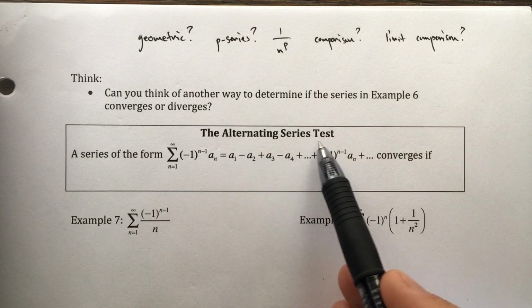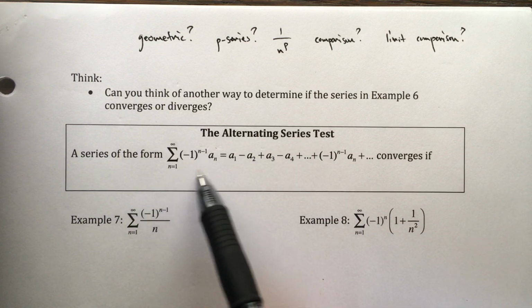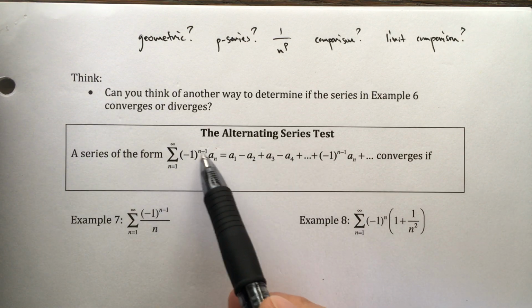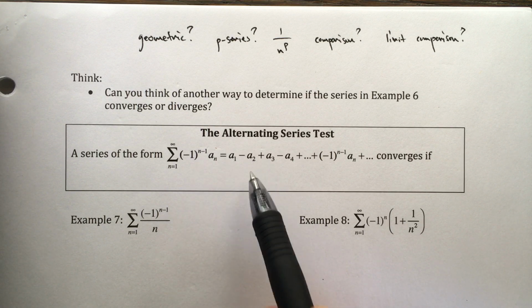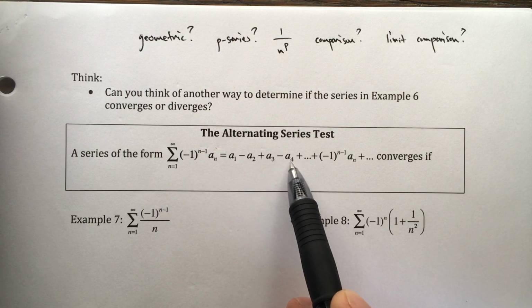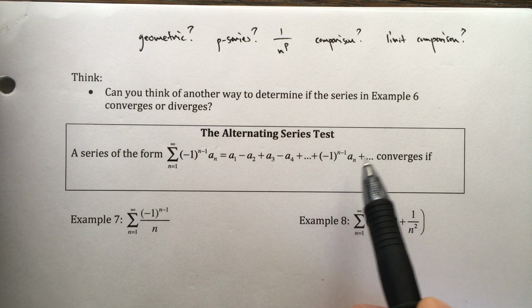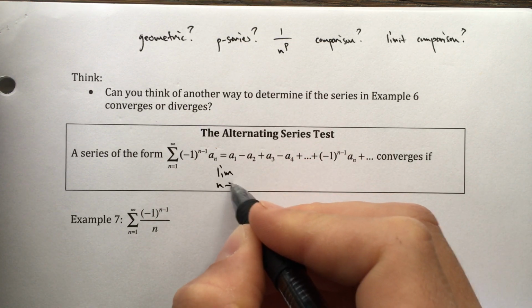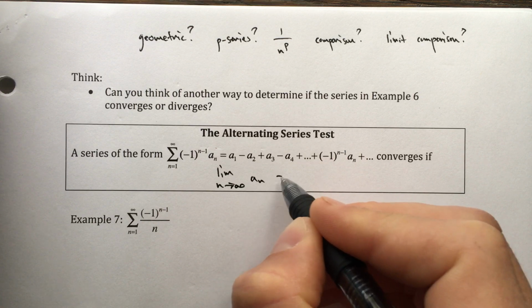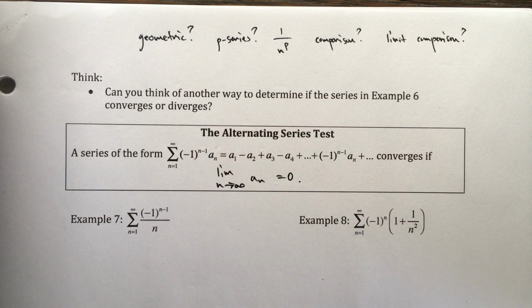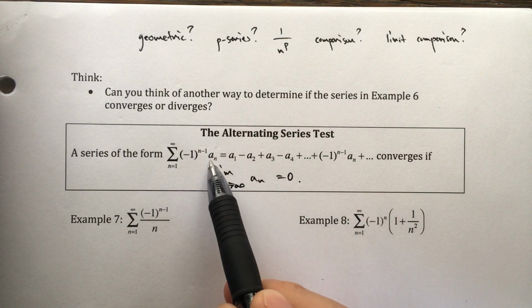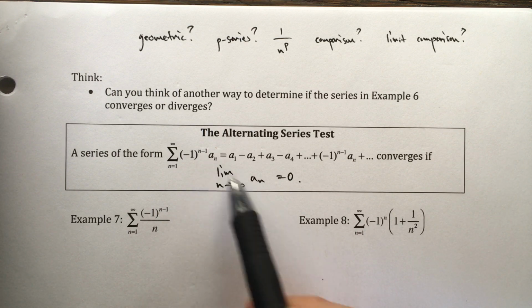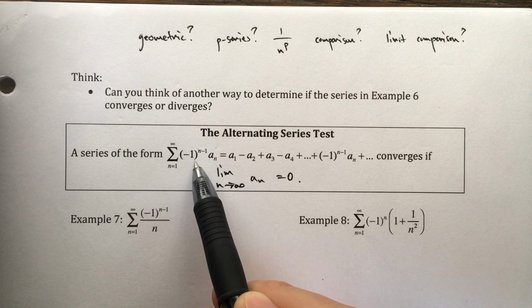So the alternating series test basically says if you have a series that alternates, so this little negative 1 is going to make things go positive, then negative, then positive, then negative, then positive, then negative, etc. It converges if the limit as n approaches infinity of a sub n equals 0. So that's the positive part, right, of this sequence.